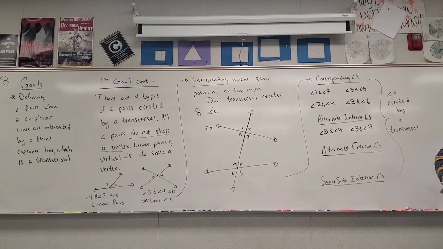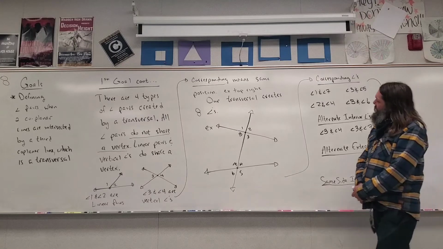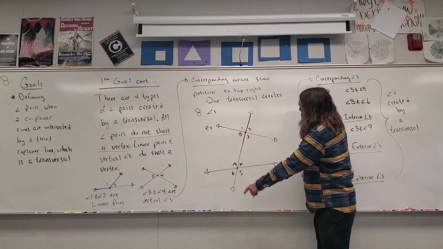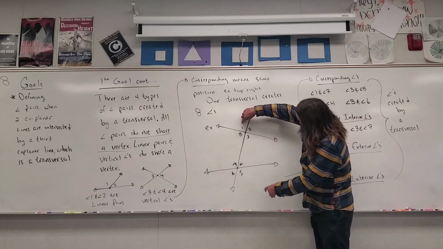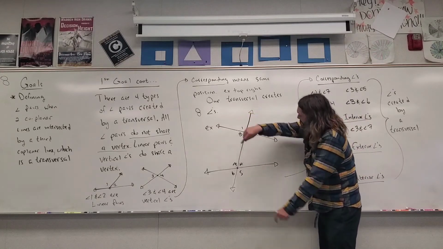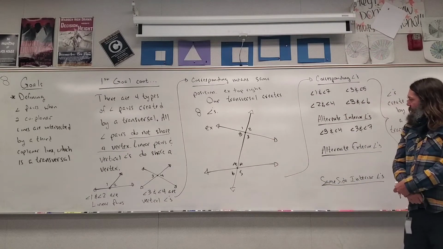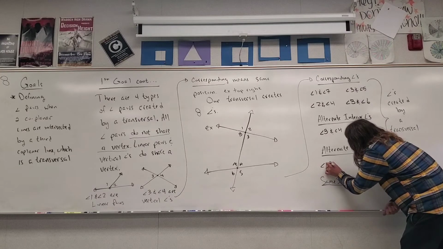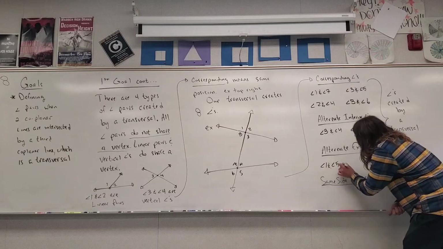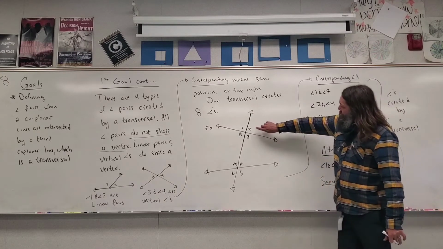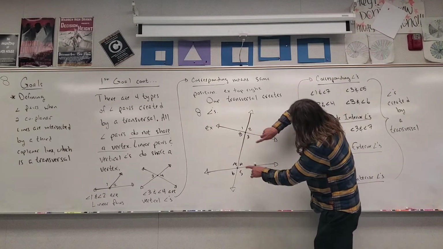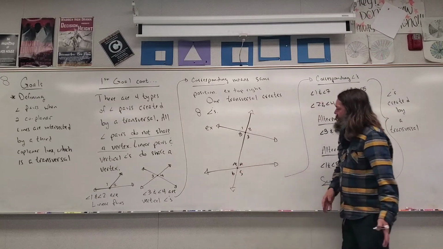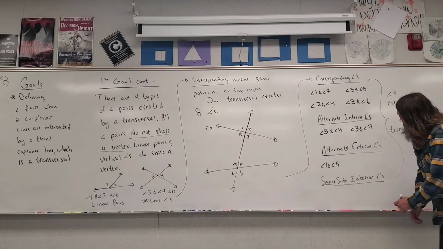Alternate exterior angles. Again, they're going to alternate sides of the transversal, right? This is my transversal. And they're on the exterior. So angle 1 and angle 5, those are an example of alternate exterior angles. As well as angle 2 and angle 6. Both pairs do not share a vertex. They're alternating sides and they're on the exterior of the lines. So angle 2 and angle 6.